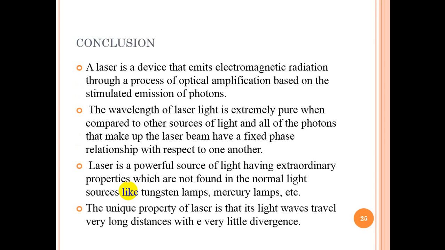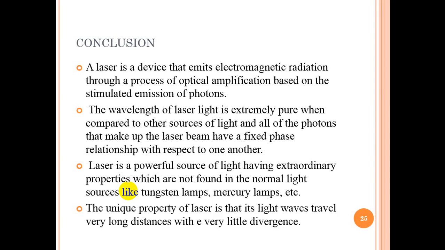Now coming to the conclusions. A laser is a device that emits electromagnetic radiation through a process of optical amplification based on the stimulated emission of photons. The wavelength of laser light is extremely pure when compared to other sources of light, and all the photons that make up the laser beam have a fixed relationship with respect to one another.